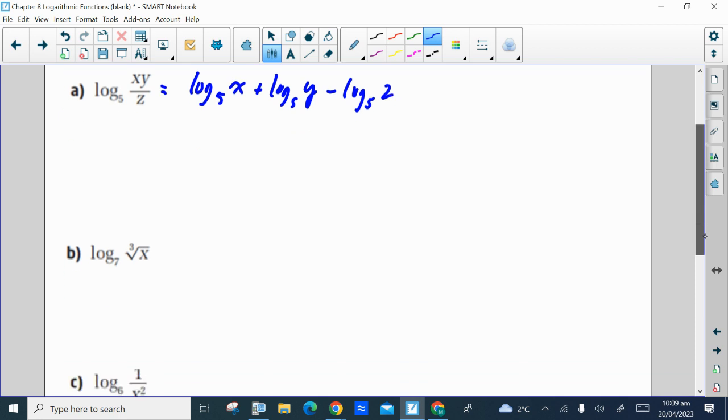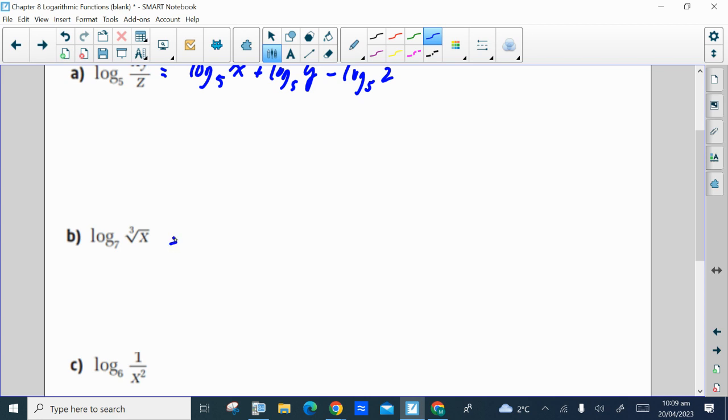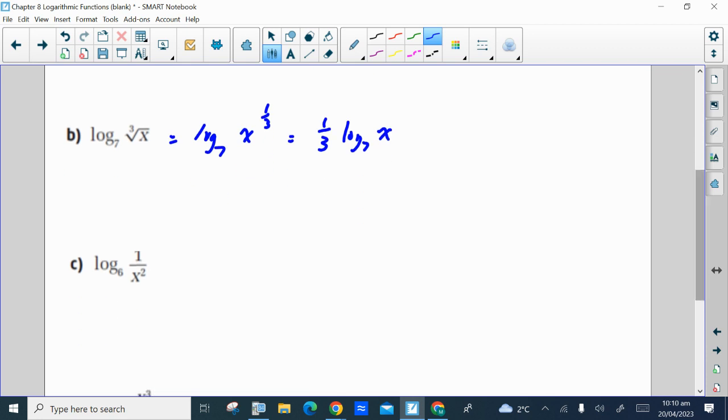Okay. For question B, we know that cube root means power 1/3. And then the exponent can come in front as a coefficient. And now we've written it in terms of log base 7 of x. For question C, I would first bring the x squared from the bottom to the top, which will make it x to the negative 2. And then again, the exponent can come in front as a coefficient. And we've written that one in terms of log x.